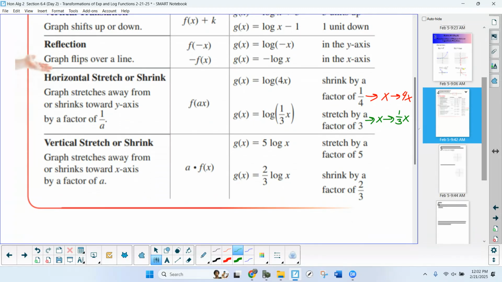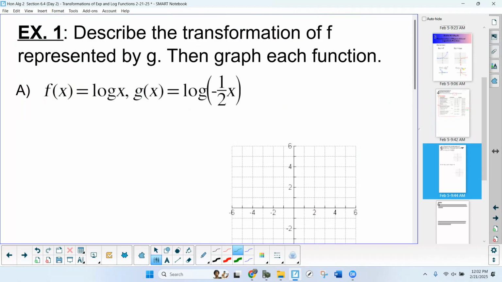All right, so let's look at our first one. Describe the transformations, then graph the function. So we have f of x equals log of x. So here's my original function. There are 2 transformations that have happened. What are they? What are they, Drew?